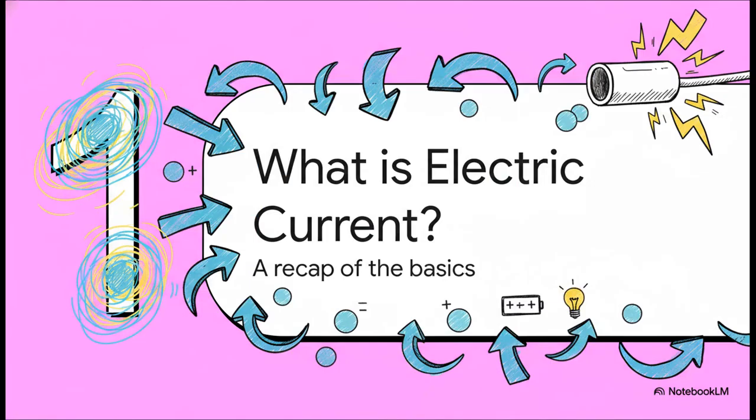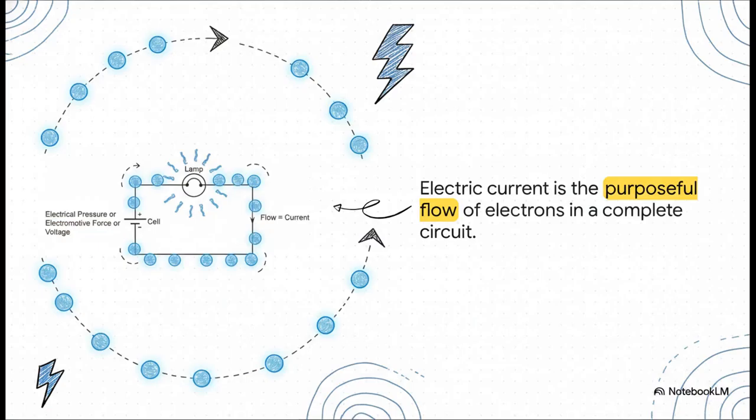Okay, so let's begin with a concept you're already familiar with, electric current. Making sure we're solid on this first gives us a really strong foundation for understanding the Coulomb. At its most basic, electric current is just the movement of electrons. In a simple circuit, like the one you see here, electrons flow from the source, they go through a load, like this lamp, and then they travel back to the source again. The key idea here is that it's a continuous, steady flow.